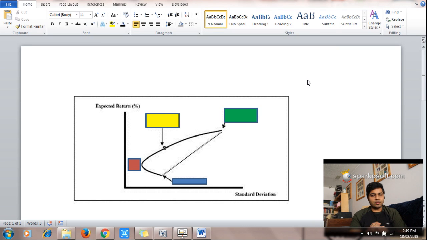Hello and welcome. In this session, we are going to combine what we have studied till now. We have studied what is portfolio risk, we have discussed what is portfolio return. Now, let us bring them together.